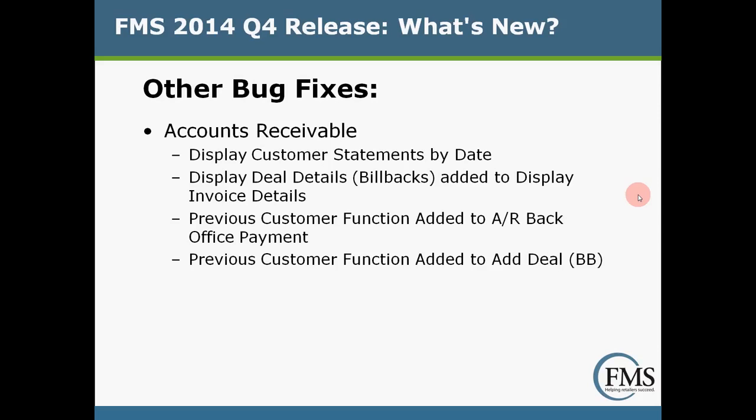Basically, the display invoice details have been added so you can see that all in one place. Under the AR back office payments, we've added the previous customer function. That's also similar to under AP, we have the previous vendor function there when you're keying in invoices. So that way you don't have to keep looking up this customer ID. You can just hit previous customer, it'll pull that in for you. And then that's also been added to the add deal under billbacks.